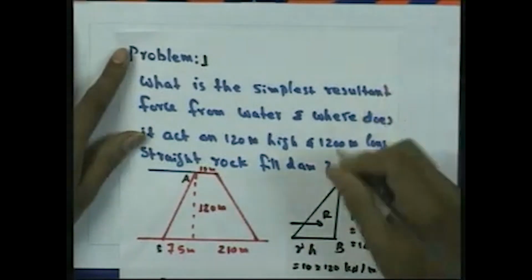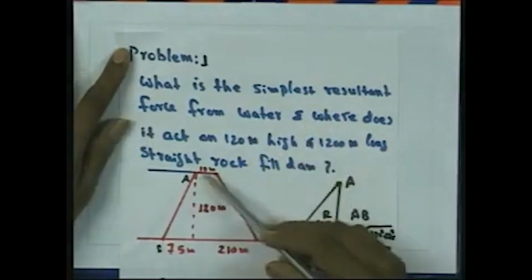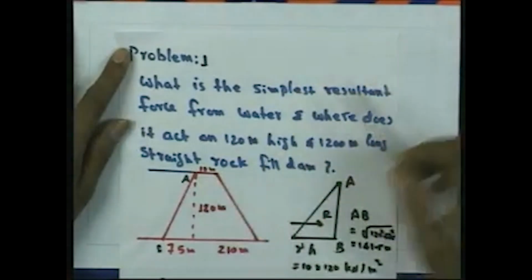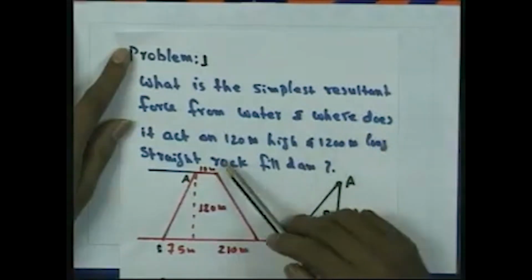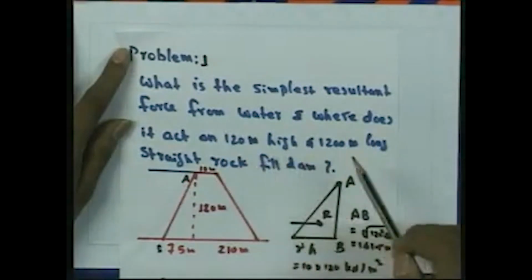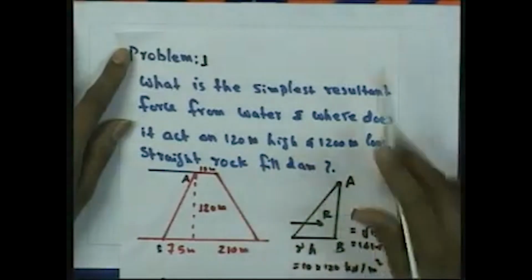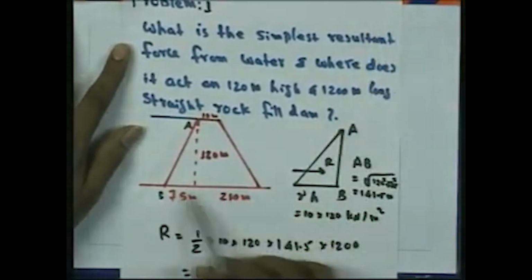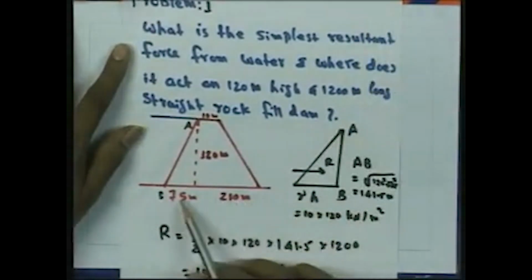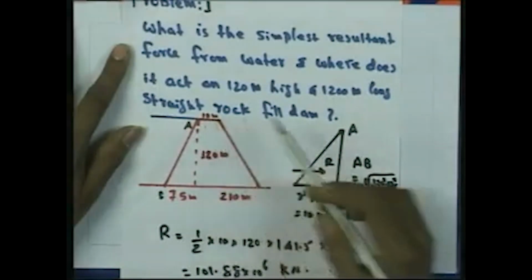The problem here we are discussing is, say there is a rock fill dam like this. We want to determine the simplest resultant force from water and where it acts on a 120 meter high and 1200 meter long straight rock fill dam. So, that is the problem. Here you can see the dam: the base width is 285 meter, the height is 120 meter, and the top width is 10 meter.